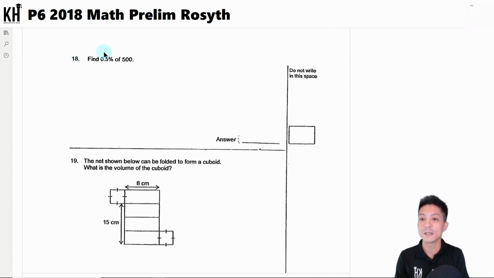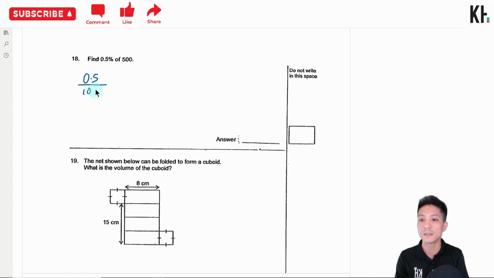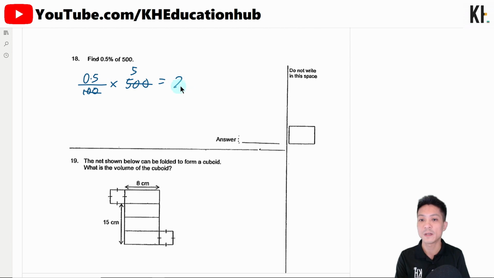Question 18. Find 0.5% of 500. So 0.5% of 500, you're reducing, divide by 100, it'll be 5, right? So 0.5 times 5 will give you 2.5. The answer will be 2.5.